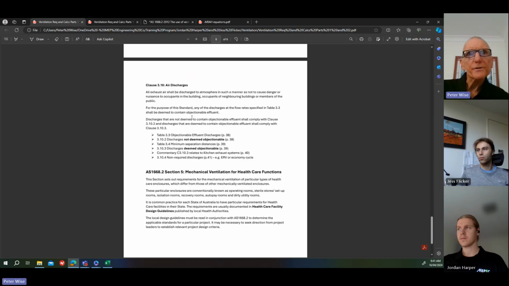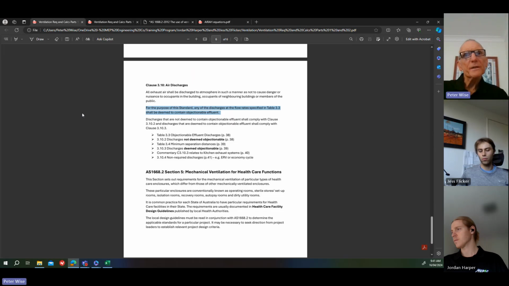Exhaust air discharges. All exhaust air shall be discharged to atmosphere in such a manner as not to cause danger or nuisance to occupants in the building, occupants of neighbouring buildings or members of the public. For the purpose of the standard, any of the discharges at the flow rate specified in Table 3.3 shall be deemed to contain objectionable effluent.